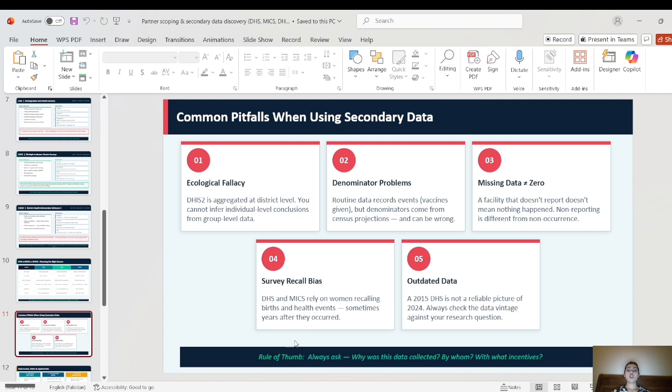Okay, so common pitfalls when using secondary data. These are the kind of pitfalls you could probably fall for: your ecological fallacy, your denominator problems, your missing data, your survey recall biases, and your outdated data. These are the examples here that we could look up to. You have a rule of thumb: always ask, why was this data collected, by whom, and with what kind of incentives?